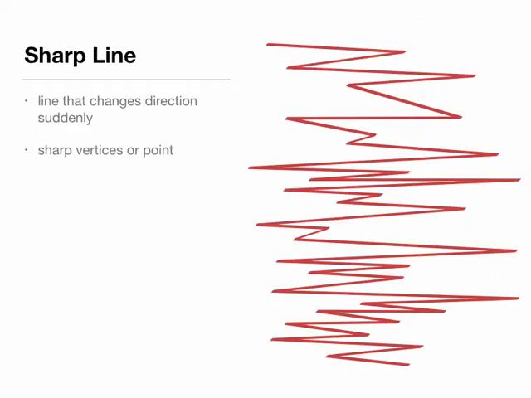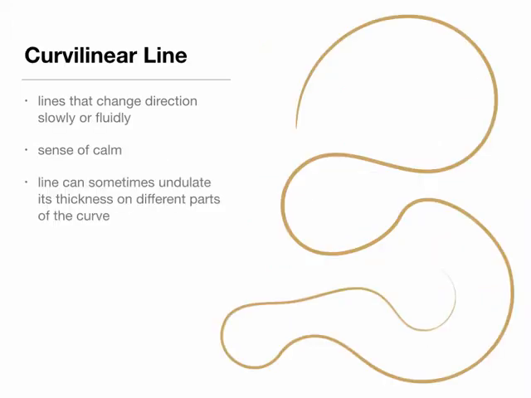Sharp lines are lines that change direction very suddenly, and you can tell that a line is sharp because it has a vertex or a point at where the change of direction takes place. In contrast, you can have curvilinear lines, lines that slowly change direction. There's a sense of calmness about these types of lines that create an overall feeling of serenity. Lines can also undulate in thickness on different parts of the curve in order to create a little bit more visual interest.